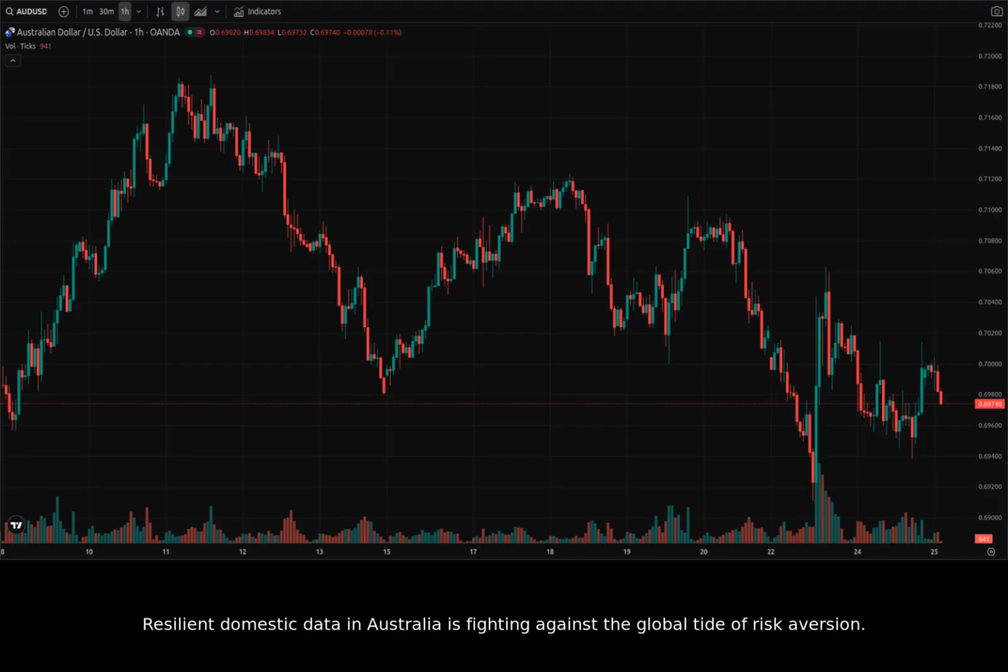Resilient domestic data in Australia is fighting against the global tide of risk aversion. The RBA's narrow 5-4 vote for the last hike shows that policy is reaching its limits. Let's look at the 15-minute chart to see the most recent price movements from the last 48 hours.